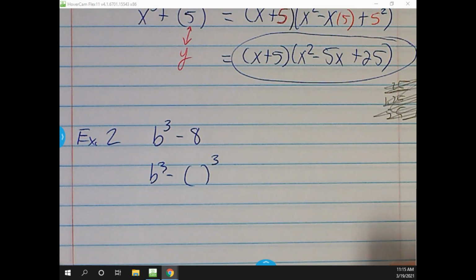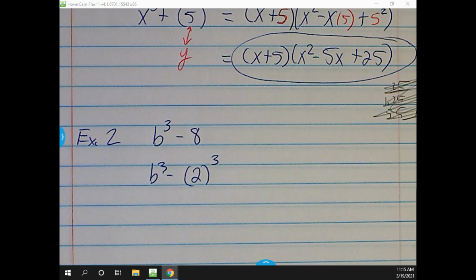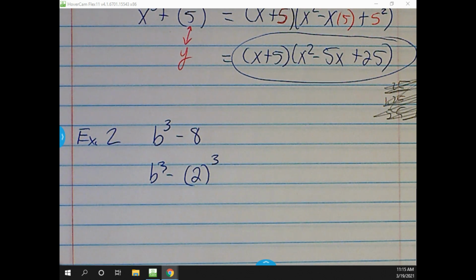Well, no, it's not 1. If you check 2 real quick, 2 times 2 is 4. 4 times 2 is 8. So that would be b to the third minus 2 to the third.